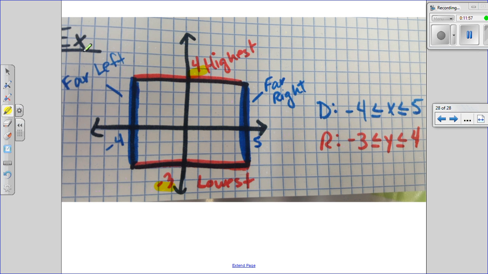So anything that has some kind of shape, you're still going to look at the far left, far right for your domain, lowest, highest for your range. And I believe that is it for this video. If you have any questions, please let me know. Go ahead and get started. I believe there are, I want to say, 8 graphs you have to do. Okay, so go ahead and get started, please.